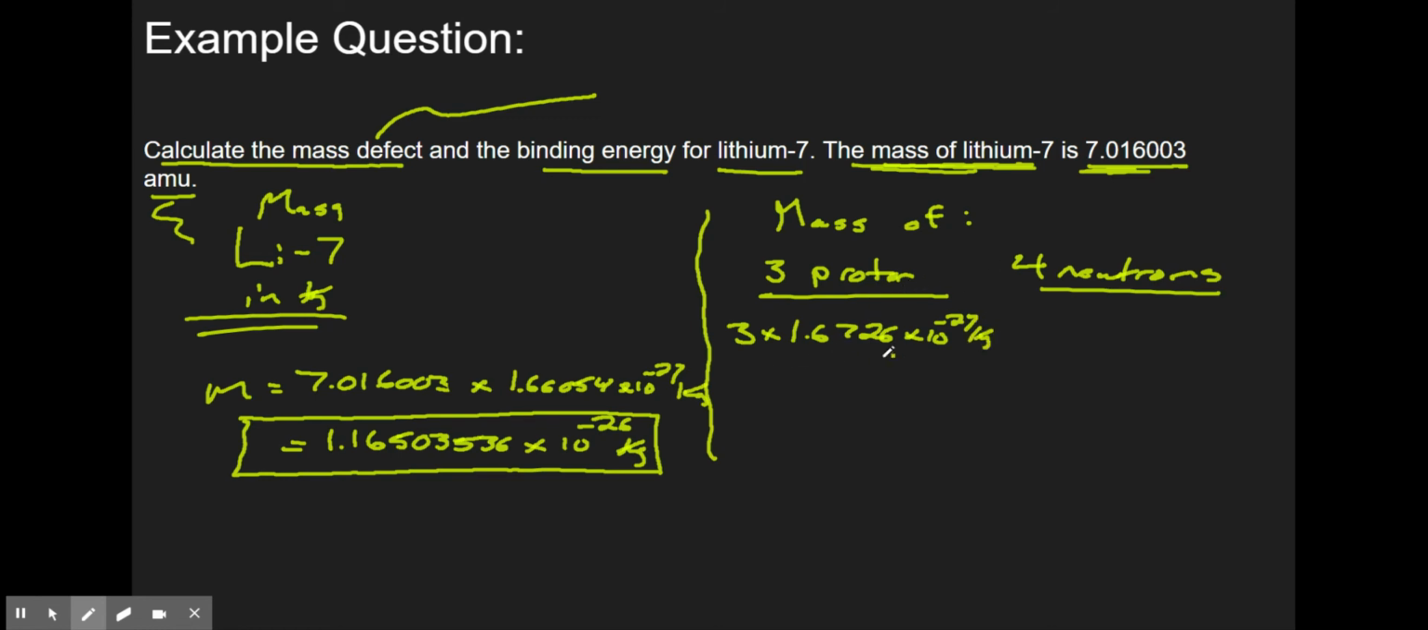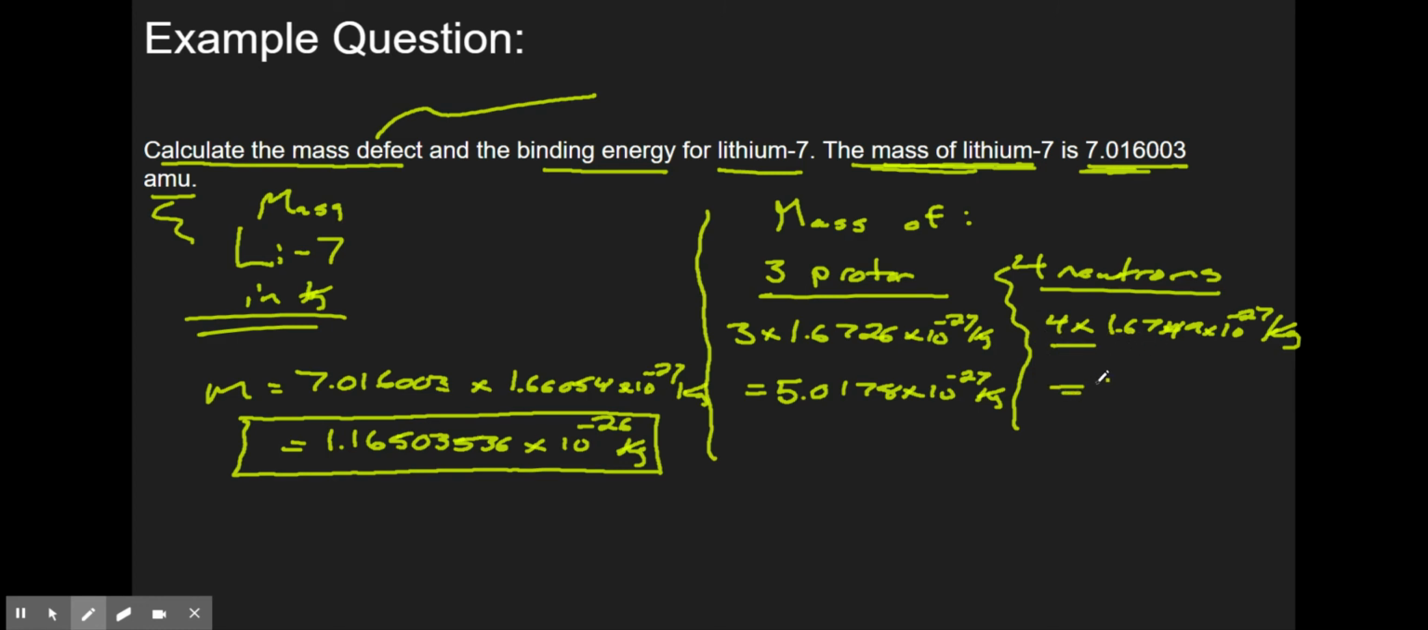So 3 protons is 3 times 1.6726 times 10 to the minus 27 kilograms. When you multiply that out, you can check, but I think the answer is 5.0178 times 10 to the minus 27 kilograms. The mass of 4 neutrons should be 4 multiplied by 1.6749 times 10 to the minus 27 kilograms. So 4 neutrons multiplied by the mass of each of those neutrons, and you get 6.6996 times 10 to the minus 27 kilograms.